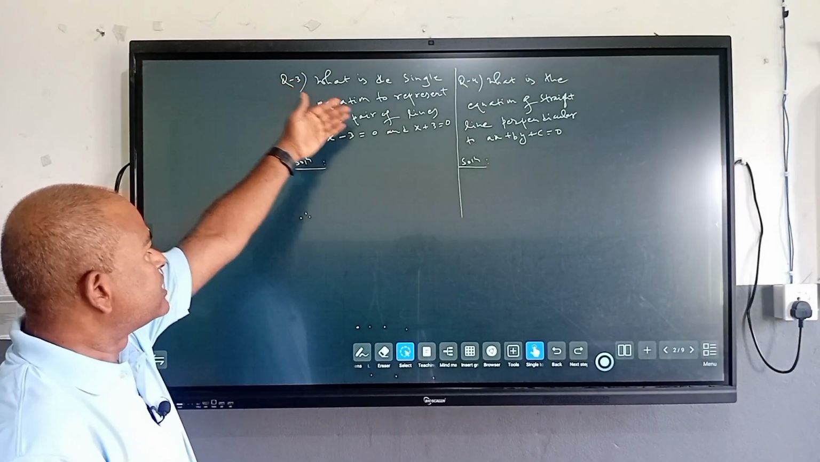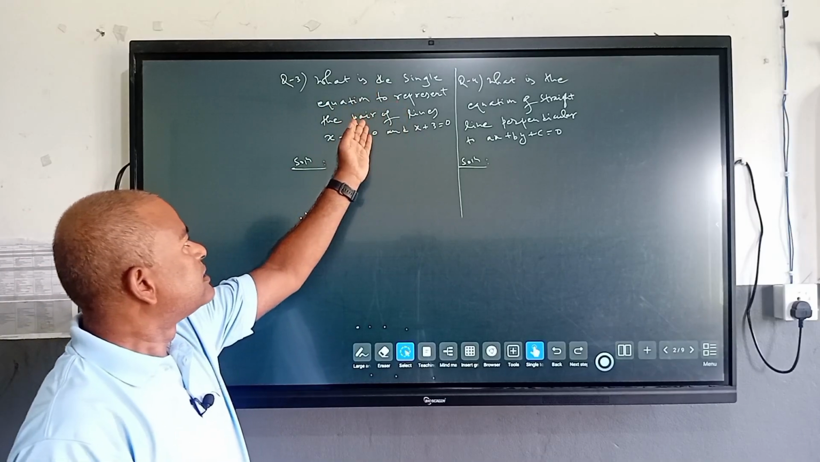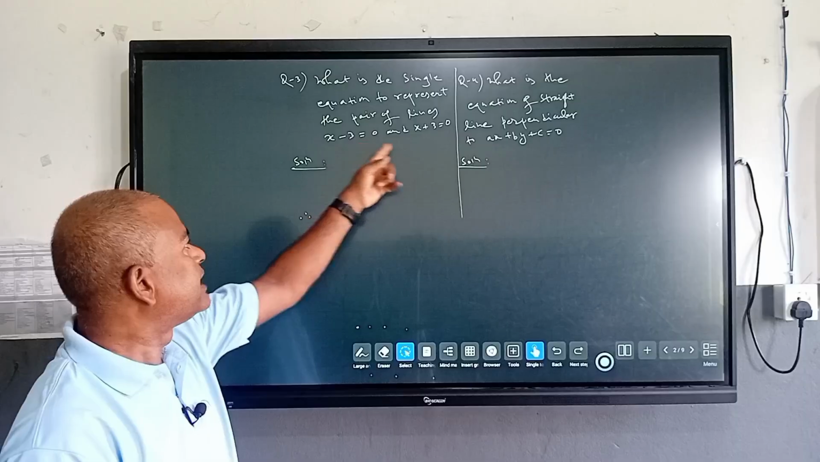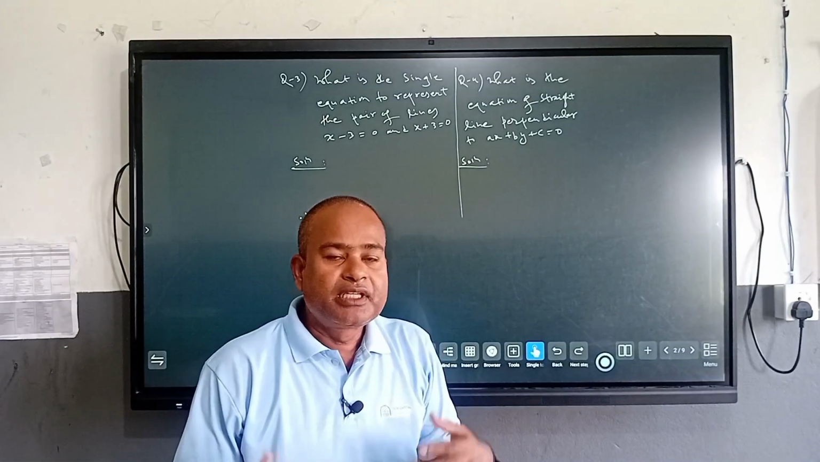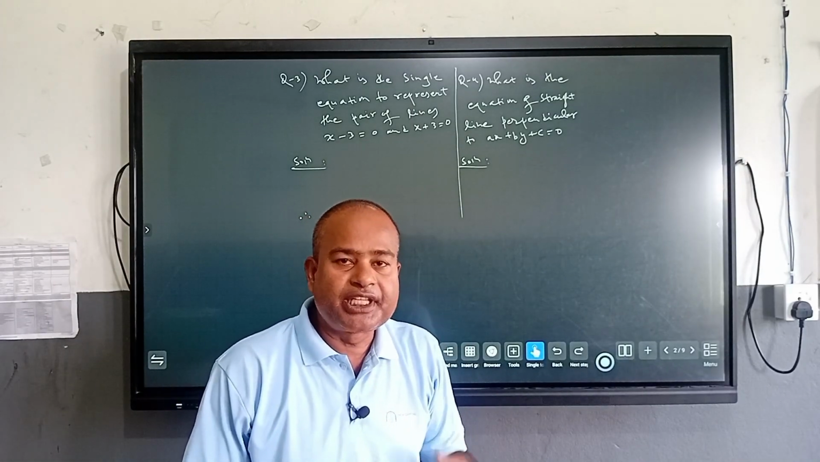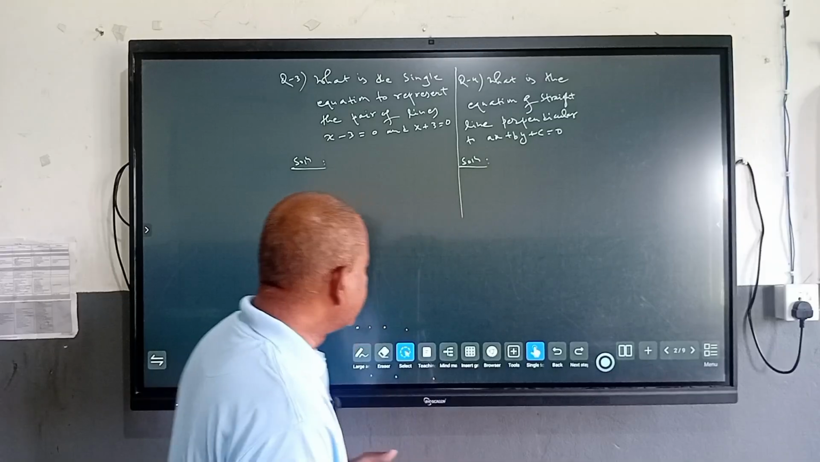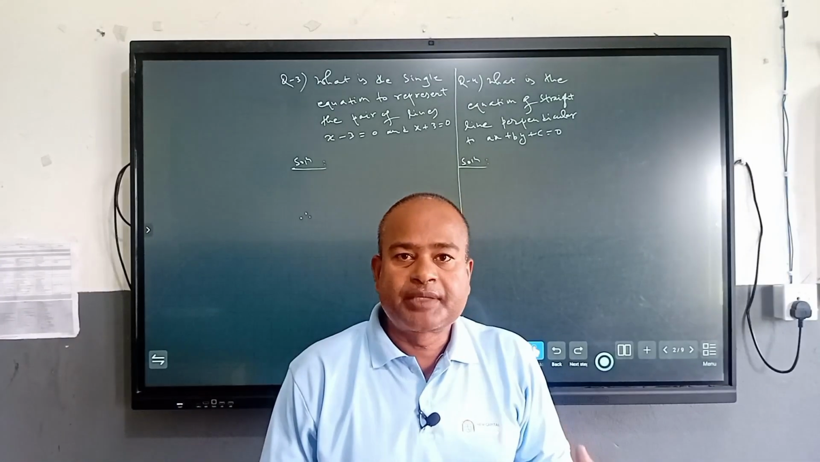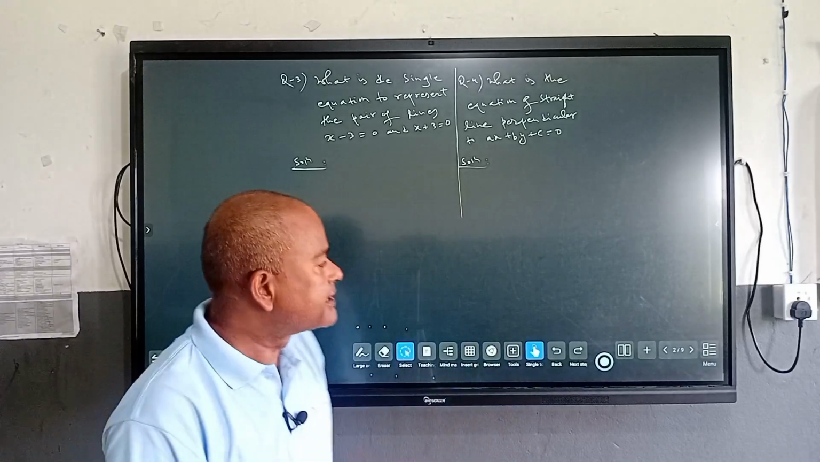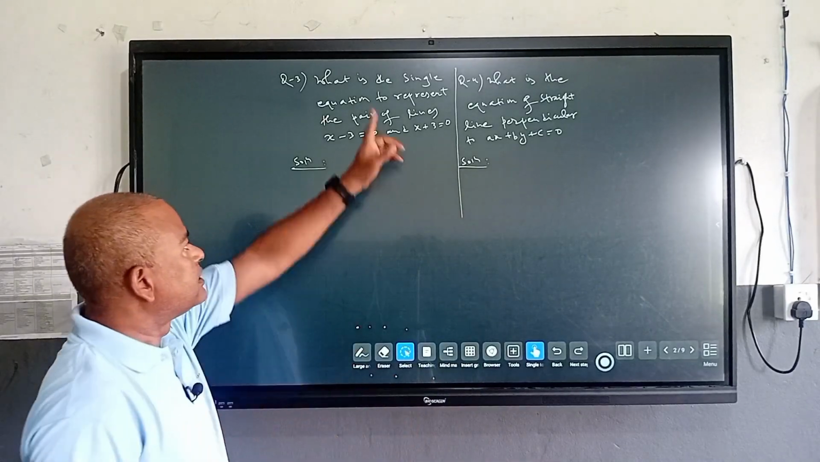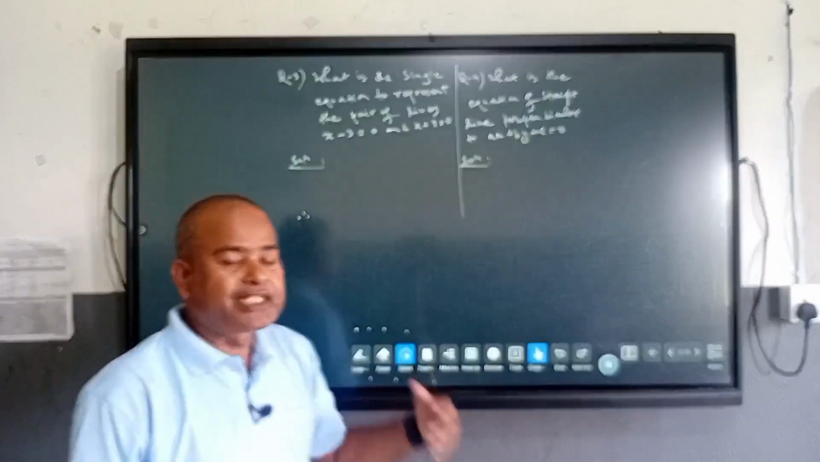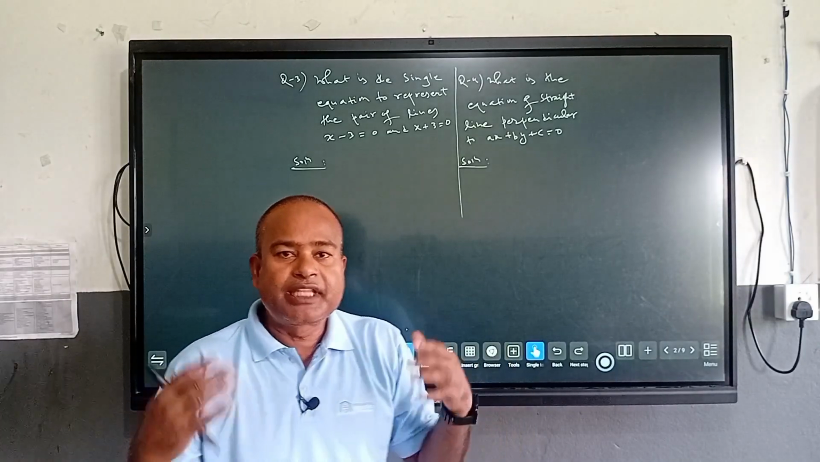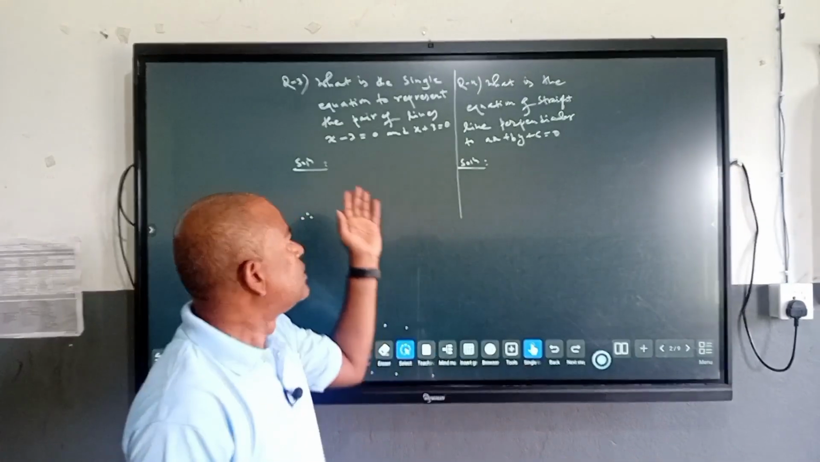Dear students, question number 3 is, what is the single equation to represent the pair of lines x minus 3 equals 0 and x plus 3 equals 0? This question is from the chapter a pair of lines. We are given two straight lines and we have to find a single equation that represents the given two lines.